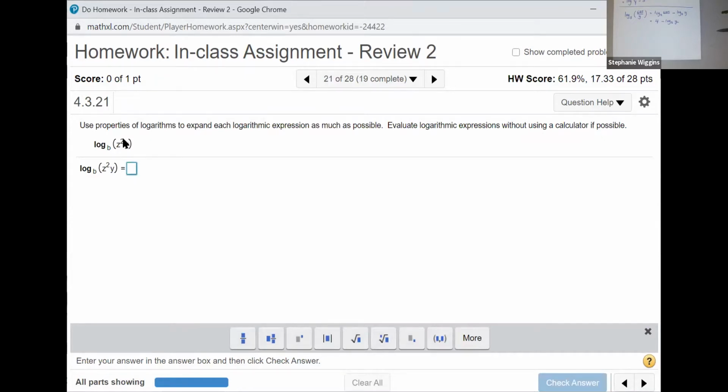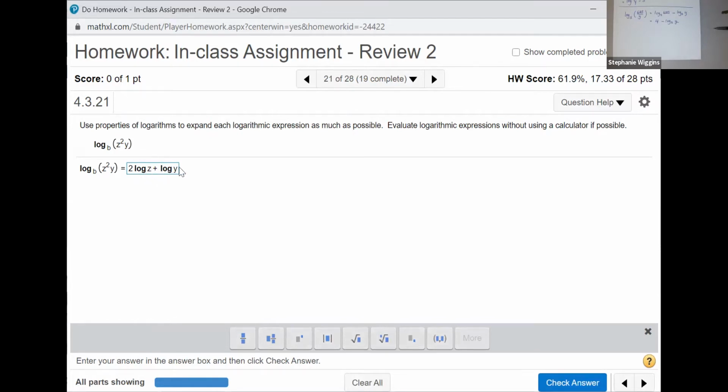Because this is an exponent, this is going to come out front in front of the log of z. So this is going to be 2 log z, right? The z squared, this is the exponent, comes out front, and I have log z. And now because they're multiplied, it's going to be plus log y. So I'm expanding. And I can't simplify this at all.